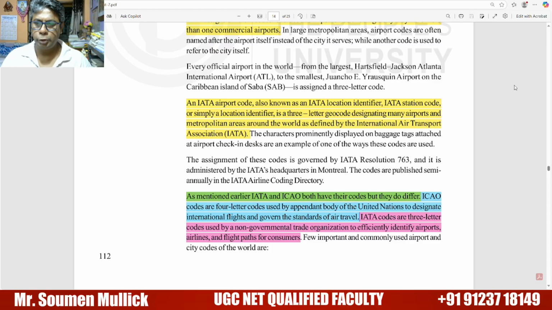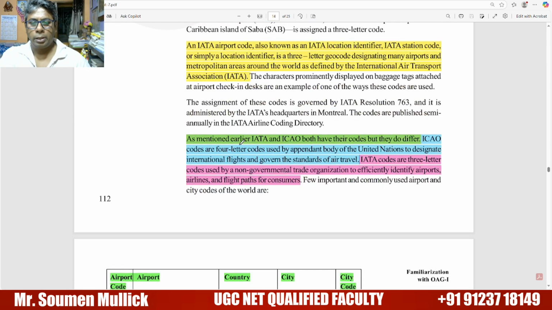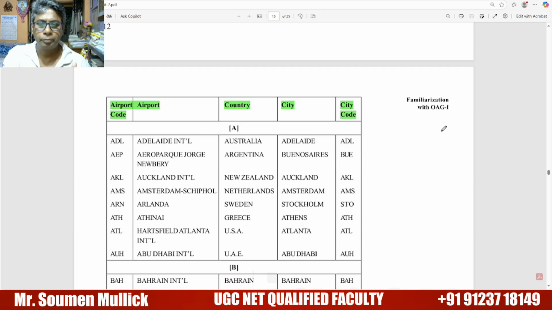An IATA airport code, also known as IATA location identifier, IATA station code, or simply location identifier, is a 3-letter geocode designating many airports and metropolitan areas around the world, as defined by the International Air Transport Association. As mentioned earlier, IATA and ICAO both have their codes, but they do differ. These are the airport codes.